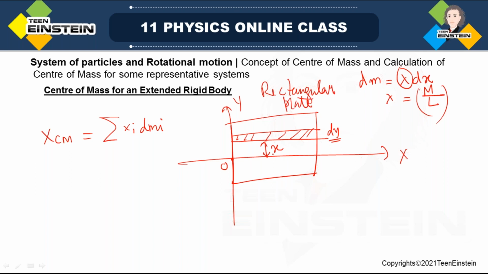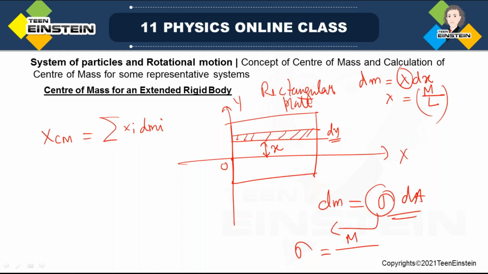Rectangular plate. So in this case, you need to have a delta M. This mass is given by sigma into area, sigma into the area of the element. Sigma is the mass per unit area. So sigma will be mass per unit area, and mass is capital M.